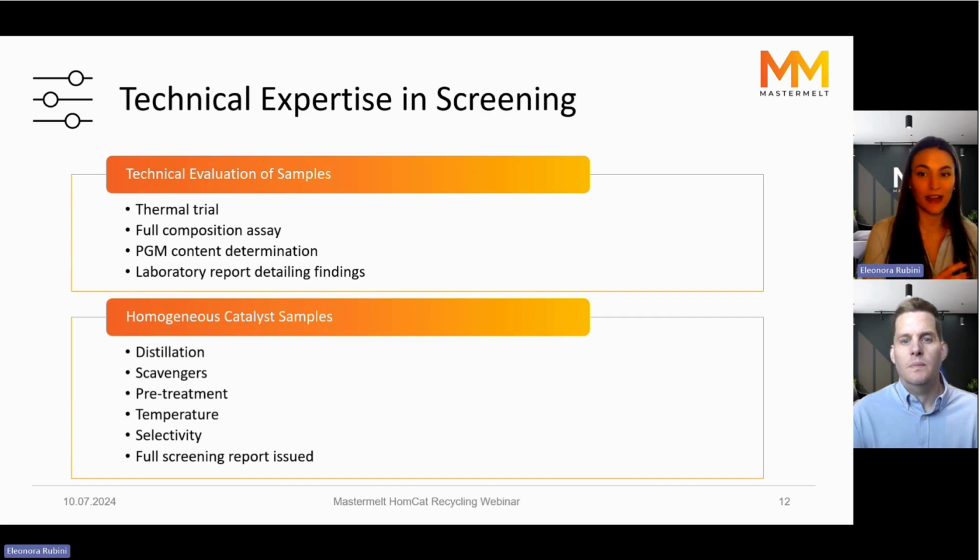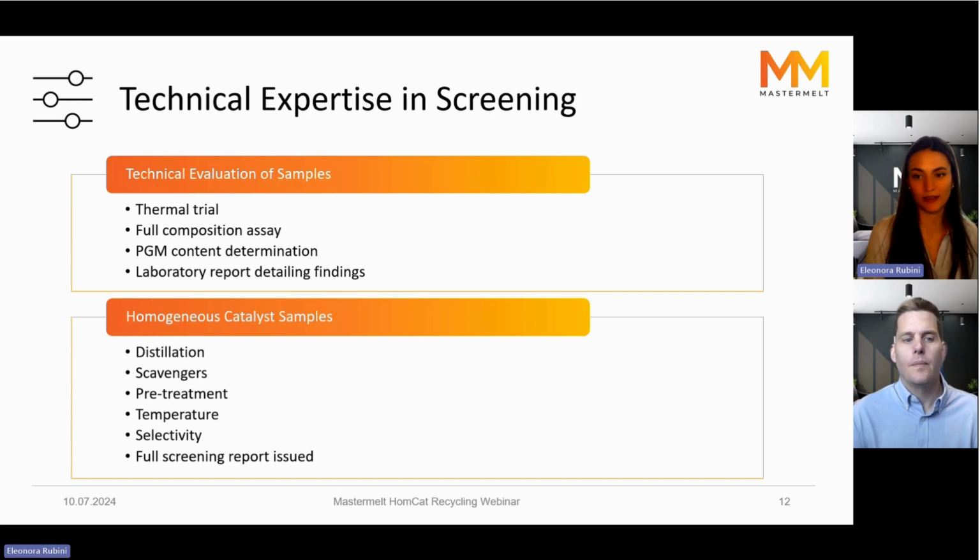And then the fire assay will also determine what the PGM content is. At the end of all of this, the lab will report some detailed findings that you will have available for all the samples that have been received.